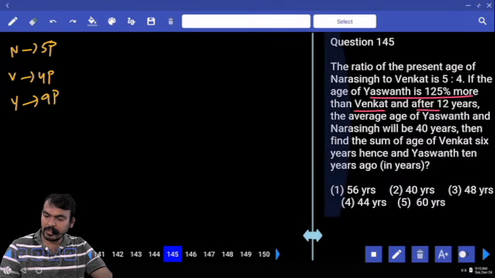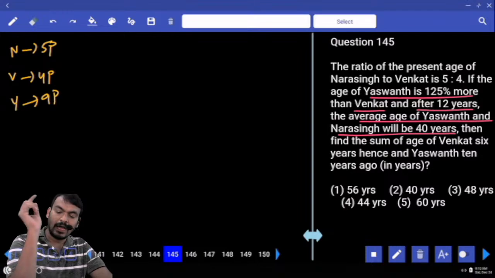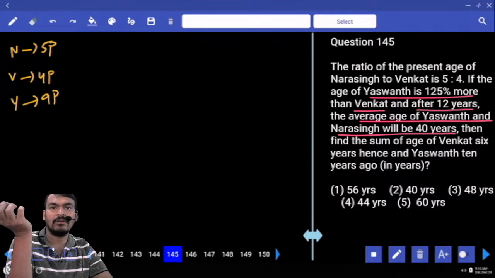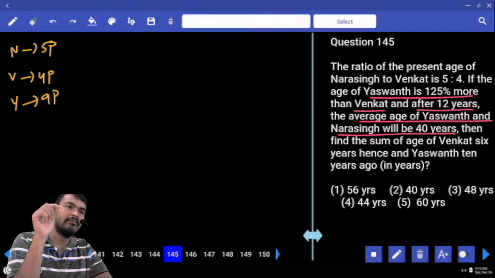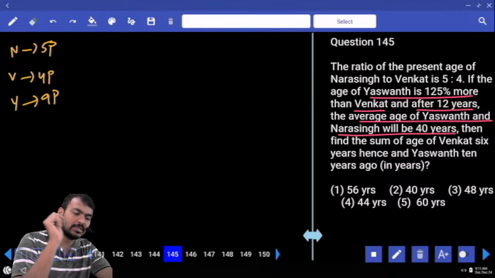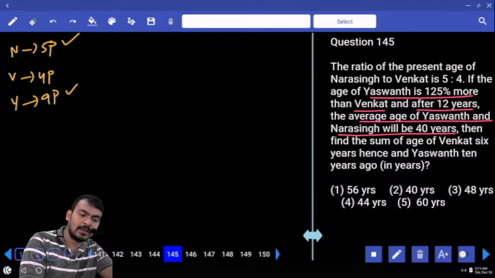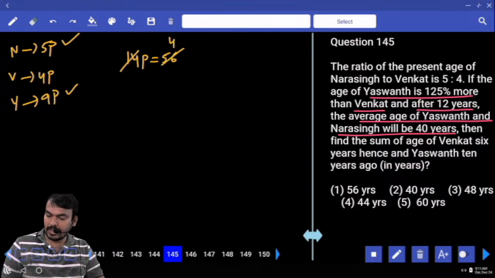Next, after 12 years, the average age of Yashwant and Nursing will be 40. After 12 years average 40 means present average is 28. Average 28 means sum is 56. That 56 is the sum of which ones? Nursing and Yashwant. How many parts? 14 parts. 14 parts are 56. Every one part is 4. And what is the question here?